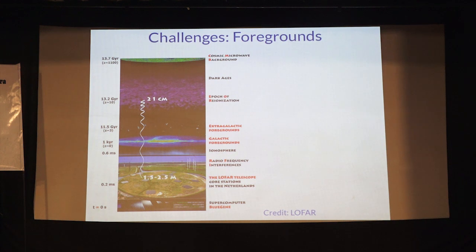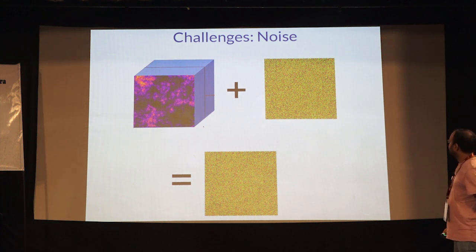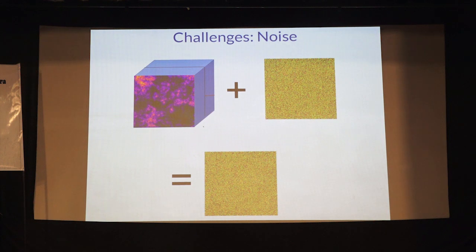So one challenge is foreground. We have talked a lot about this: galactic foreground, extragalactic foreground, RFI, all these things are there. And there is the noise itself, because the cosmological 21 centimeter signal is very faint. If you do the inverse Fourier transform of the data, image plane is not possible. You will get only the noise, no signal.